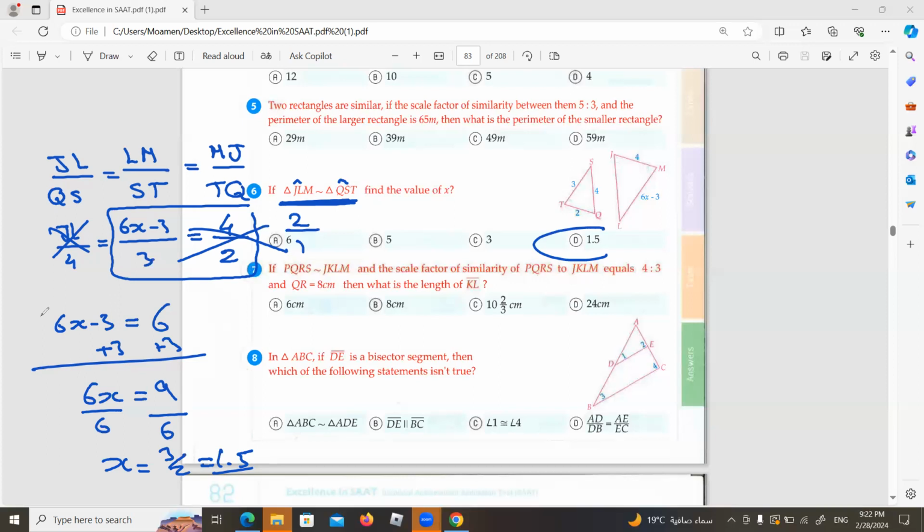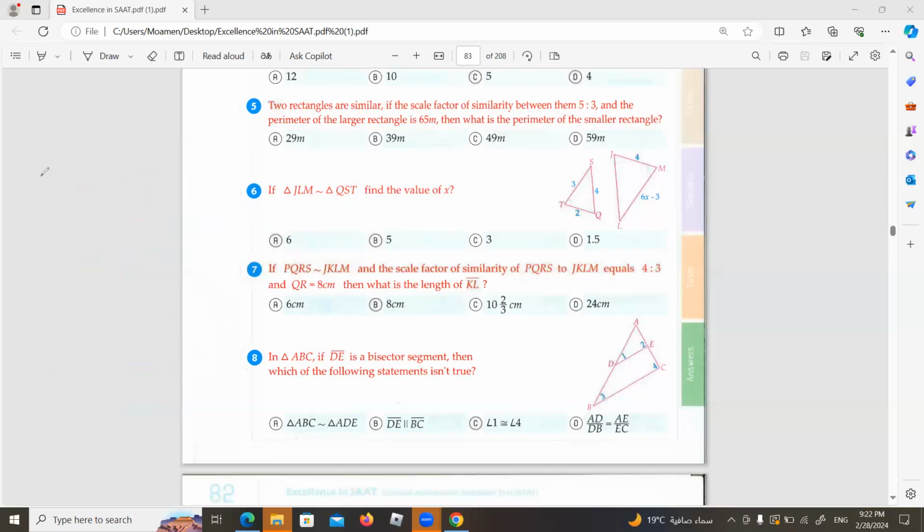The order of the letters must be the same. Pay attention to this point. Okay, we're going to number 7. In number 7, we have this quad, which is BQRS, and the other quad, JKLM, and the scale factor of the similarity. Pay attention to the order. Start from BQRS to JKLM. It is 4 over 3, or 4 to 3.